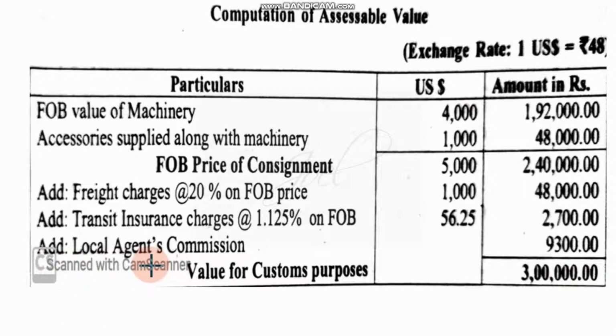Then local agent commission, sometimes it will be given in the problem. If it is given in the problem, we are going to calculate it, at 9300. So the total of all these things will come up to 3 lakh, and rupees 3 lakh will be our final answer. So in this way you are supposed to solve this problem.